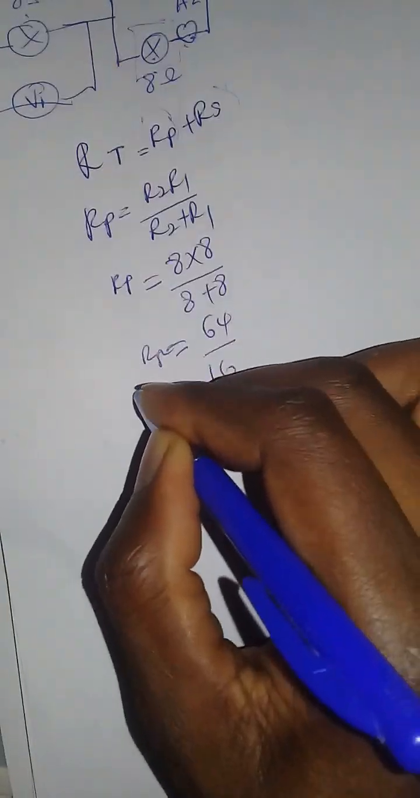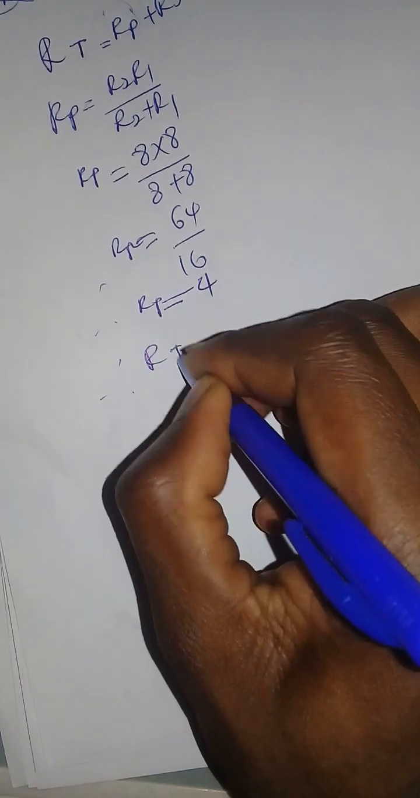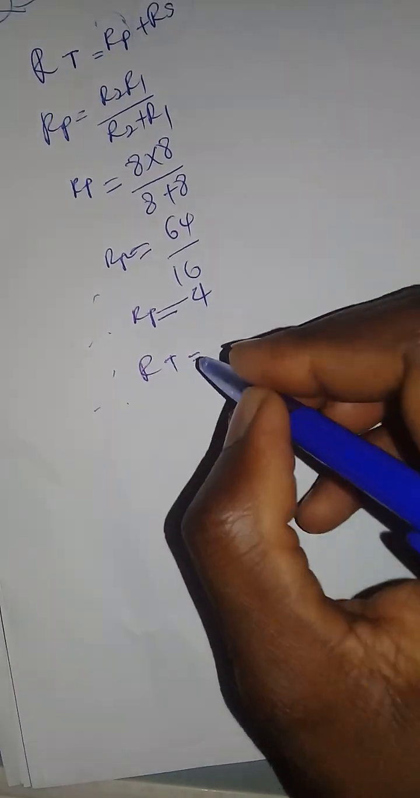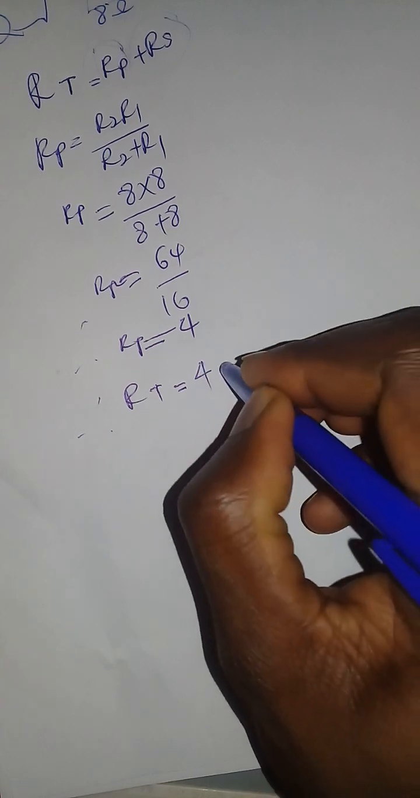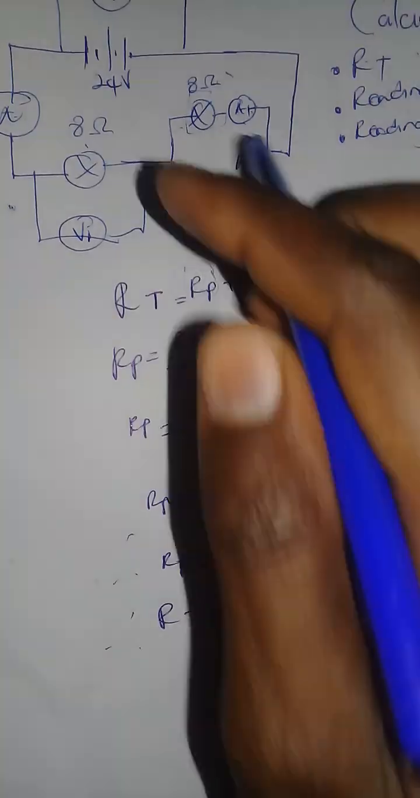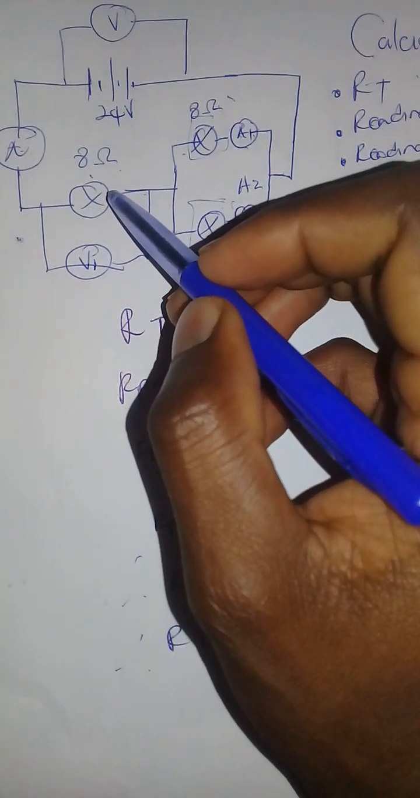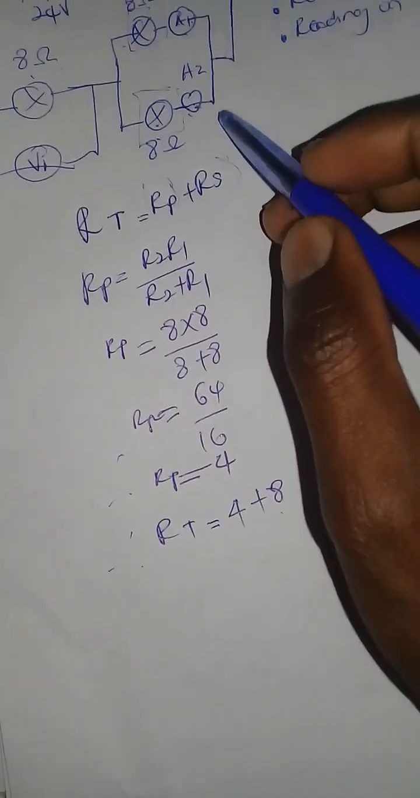Rp, right? Therefore, your Rp is 4. Therefore, your total resistance within the circuit, you're going to say 4 plus 8, right? Because this 8 is from this series connection. Can you see that this one is connected in series? Therefore, we must look at it in that manner, right?